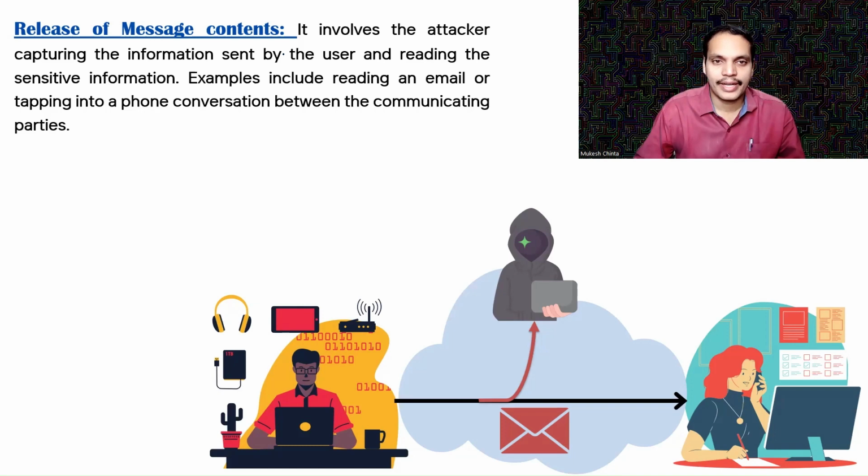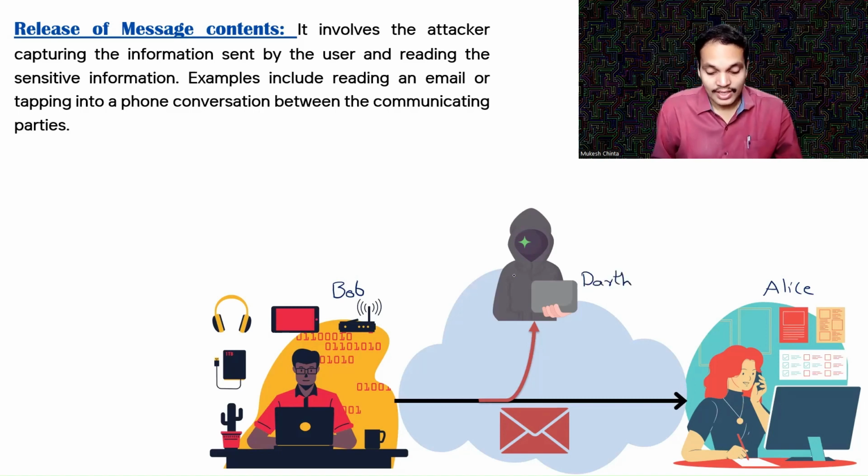What it does is, let us see, the attacker sits in between the communicating parties and is more intent on capturing the information sent by the user and reading the sensitive information. The examples include reading an email or tapping into a phone conversation between the communicating parties. As per the security terminology and the textbook which I follow, William Stallings, imagine this communicating party's name is Bob, and the other end of the communicating party is Alice, and let the attacker's name be Darth. He's the bad guy here.